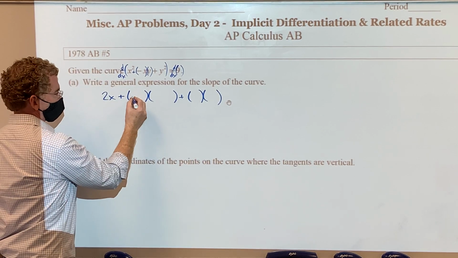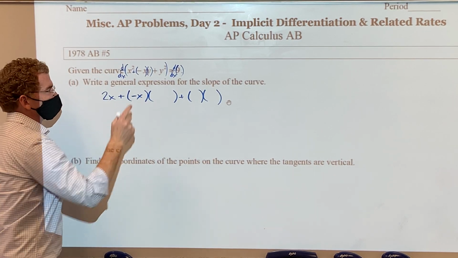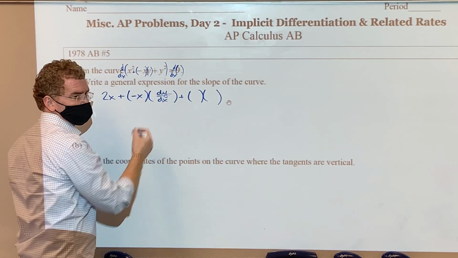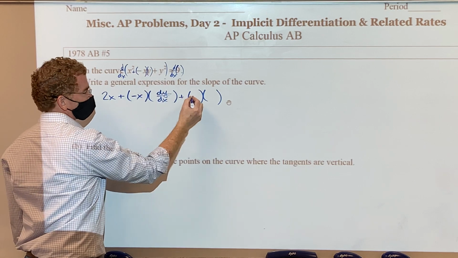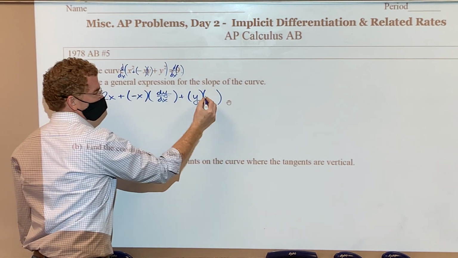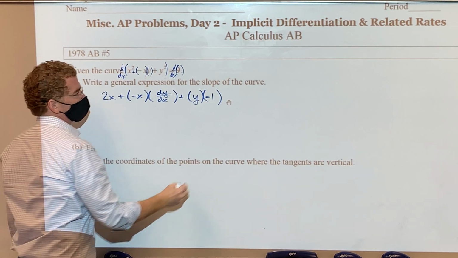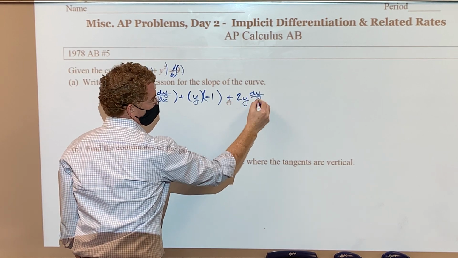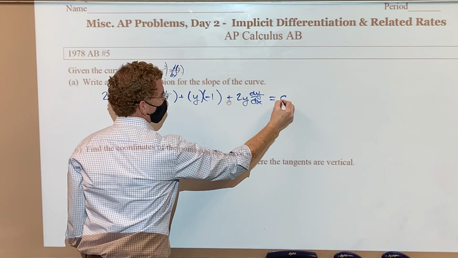So first, negative x times dy/dx, or 1 dy/dx if you will, and then plus second, y, the derivative of the first, negative y. And then finish up with a plus 2y dy/dx, and then equals 0.